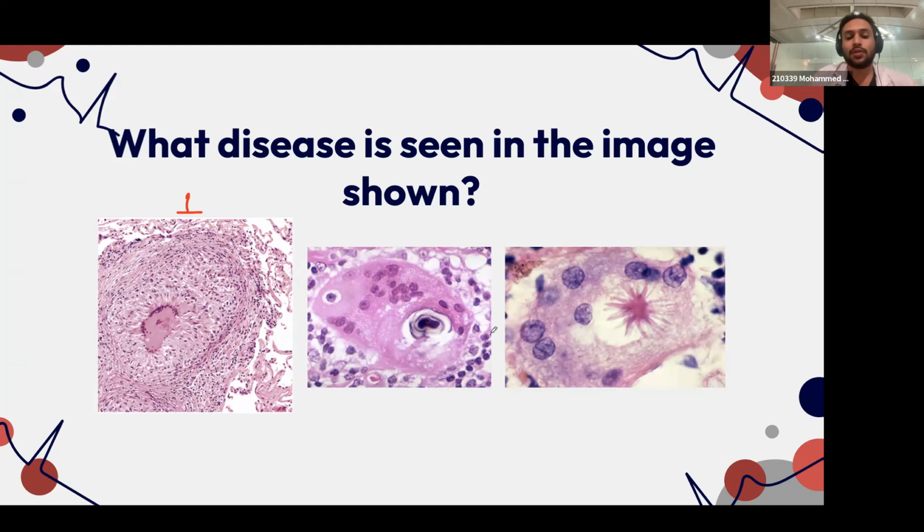What is this body over here? Schaumann. What is this specific thing in Schaumann bodies? Why do we say this is Schaumann? Calcium. This is calcium deposition. This is why we say this is Schaumann bodies, because it has calcium in it. So this is Schaumann.